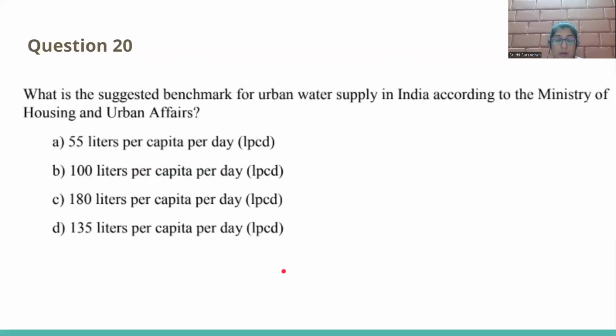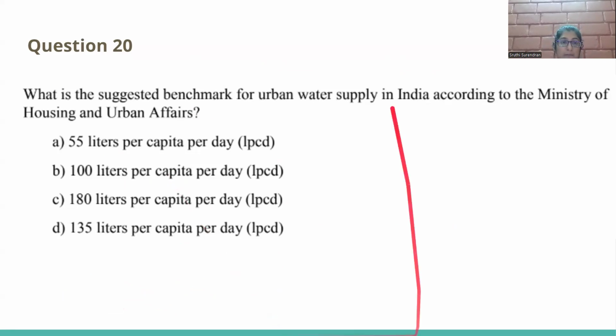Moving on, next question. What is the suggested benchmark for urban water supply in India according to the Ministry of Housing and Urban Affairs? Is it 55 liters per capita per day, 100 liters per capita per day, 180 liters per capita per day, or 135 liters per capita per day? The benchmark for urban water supply in India.